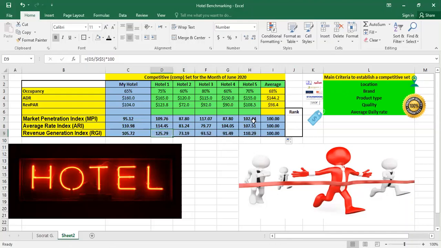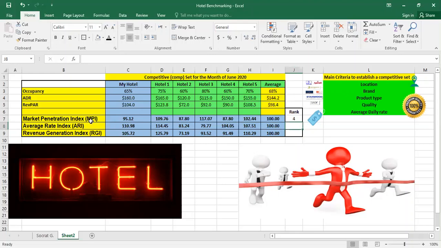So if we now want to rank our hotel in this competition, we see that hotel one is doing better than us. Hotel three is doing better than us, and hotel five is doing better than our hotel. So our rank in this competitive set is four. It means we are the fourth hotel in terms of occupancy.